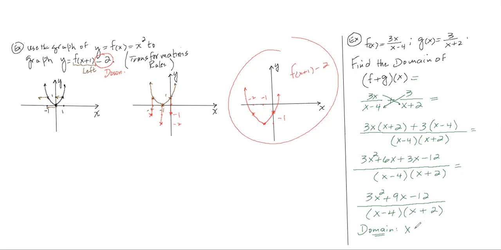The answer for the domain is 4 and -2. Correct, you can't have those two. So x cannot equal -2 and x cannot equal 4. So you have to write it negative infinity to -2 union with -2 to 4 union with 4 to infinity. So it's all real numbers except those two.